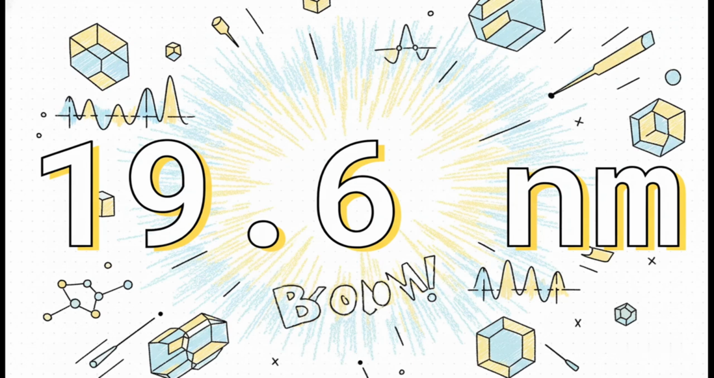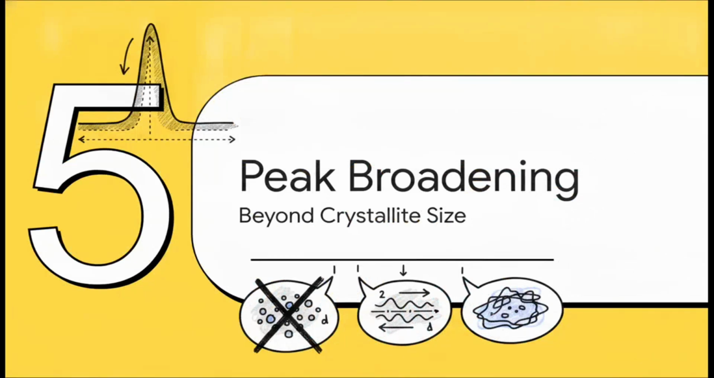Just like that, we figured out that the coherent diffracting domains hiding inside our sample are roughly 19.6 nanometers across. It resolves perfectly. See? The math isn't some dark art. It's just a totally methodical way of applying your lab variables. Which brings us to Section 5, the culprits of peak broadening, looking beyond crystallite size.